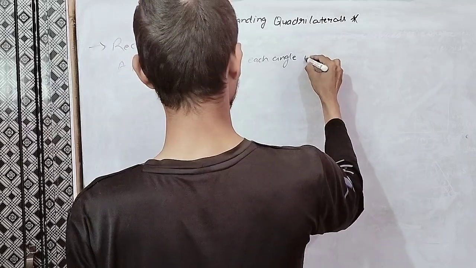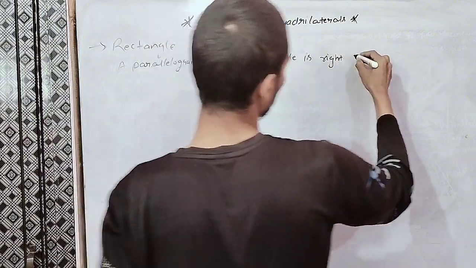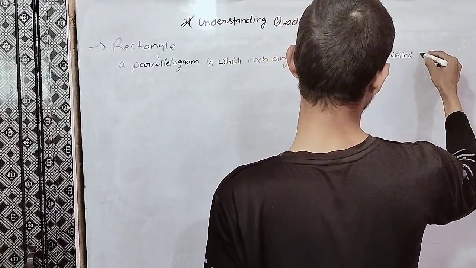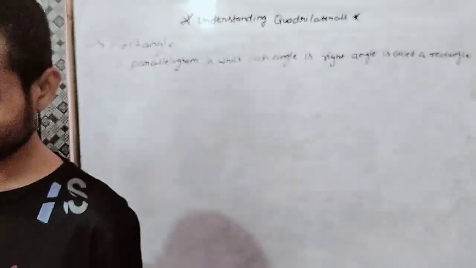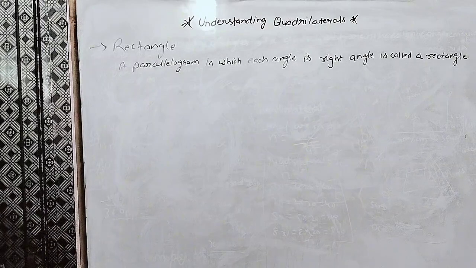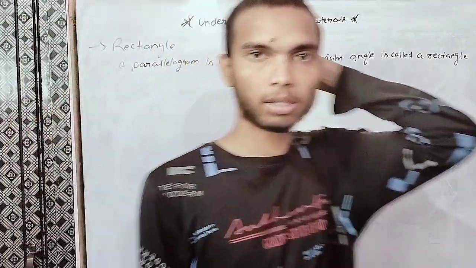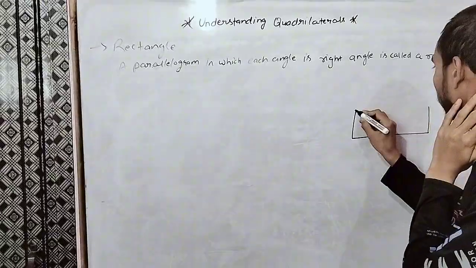Which angle is the right angle? A right angle is a 90 degree angle, and we will see the difference of that angle. A rectangle is also a parallelogram, and the rectangle is also a quadrilateral. The figure will be like this.